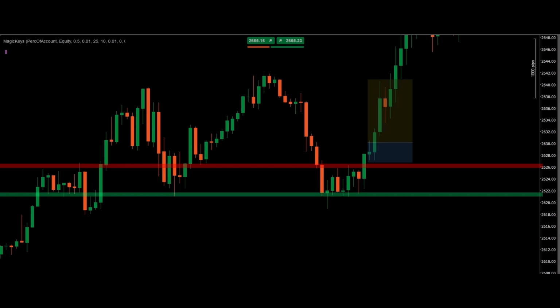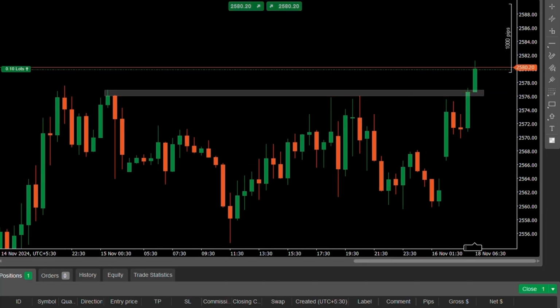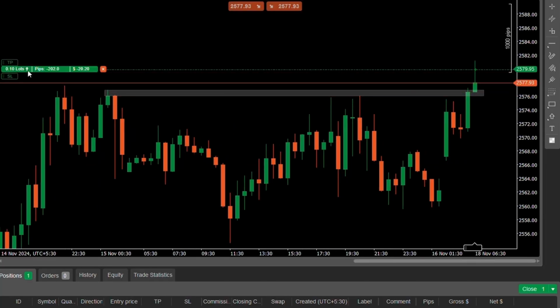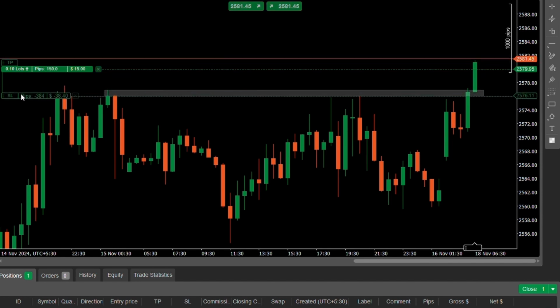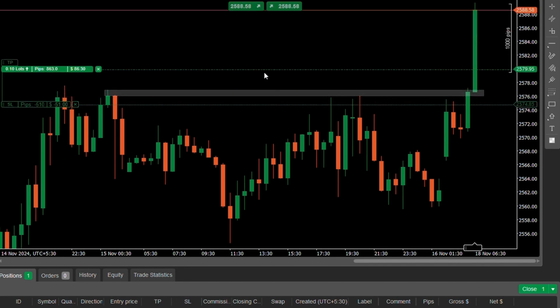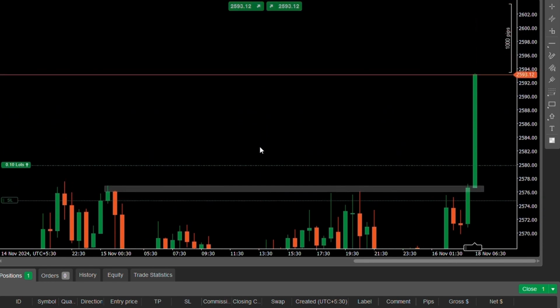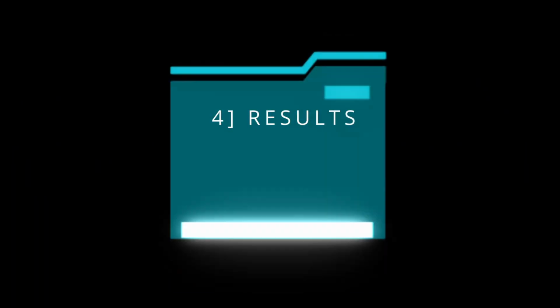These are the examples. I think you understand well. So this is how professional traders draw resistance and support. Moving to next section, our strategy results.